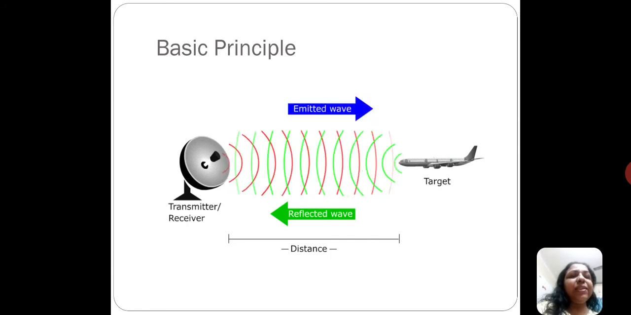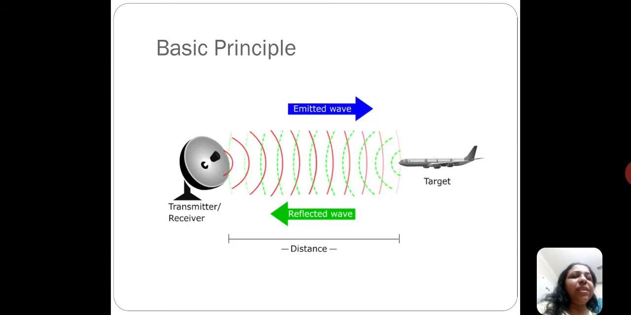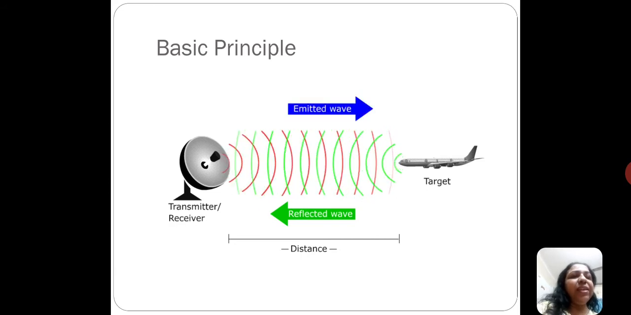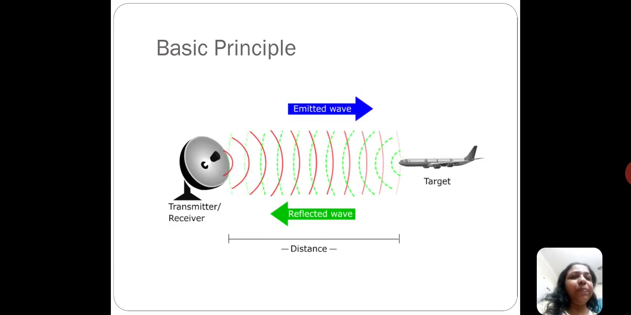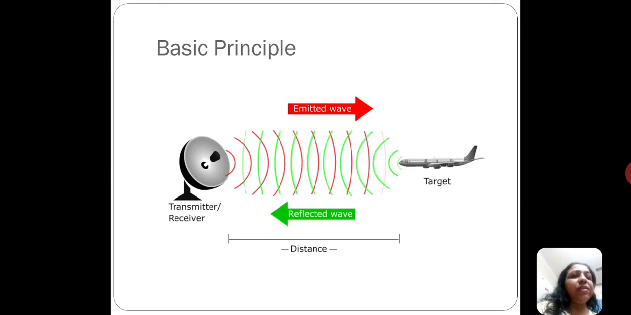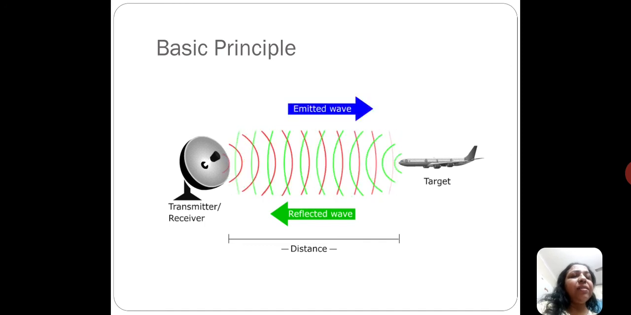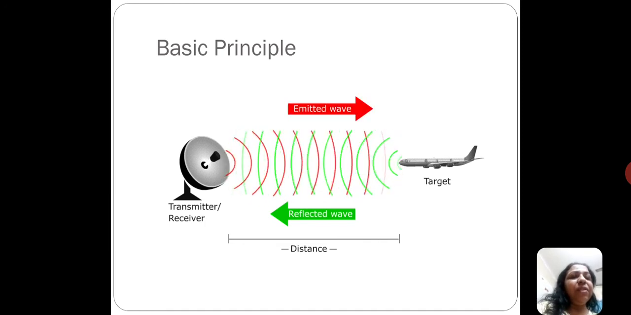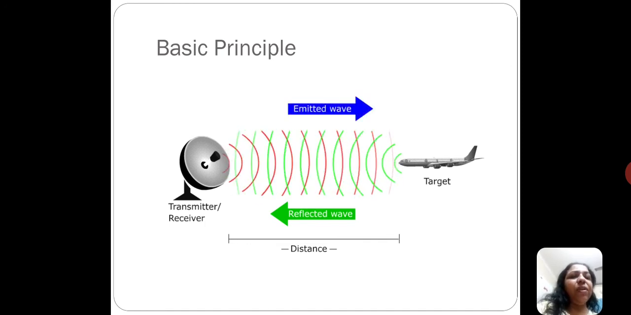The distance between the transmitter and the target is called the range of the target. So transmitted waves are sent to the target, and the target will reflect the waves, which are also known as echo waves.